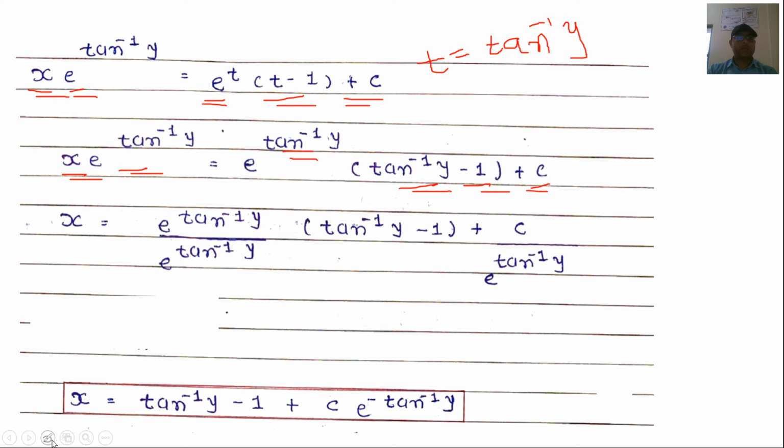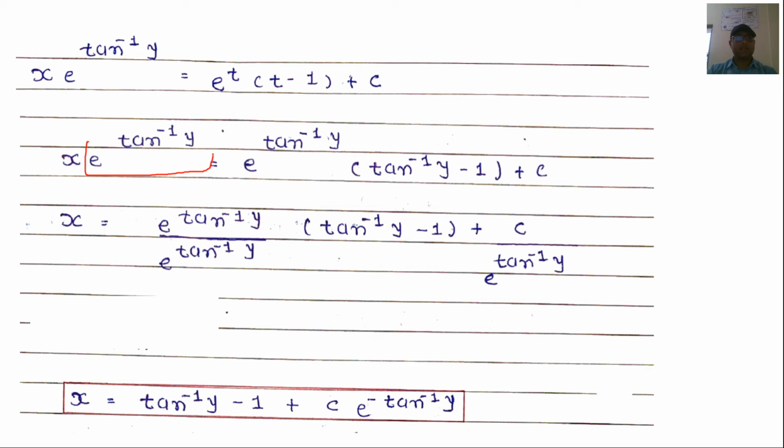Here you can also make a modification, moving the term e raised to tan inverse y to the right hand side of the equation. So by moving the term e raised to tan inverse y to the right hand side, you will finally get the answer x is equal to tan inverse y minus 1 plus c into e raised to minus tan inverse y. So this is the general solution of our given first order linear differential equation.